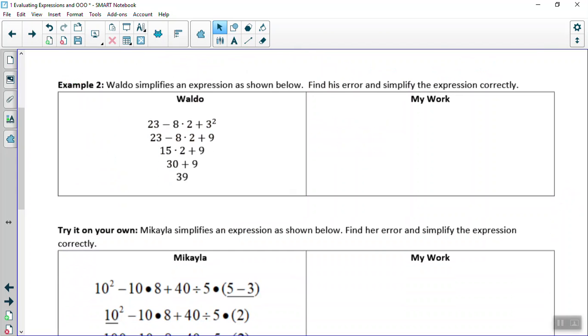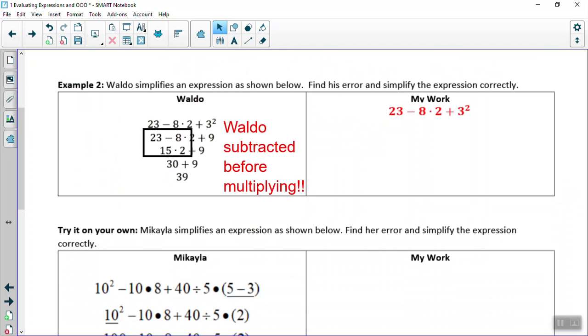It doesn't look like that's what happened though. It looks like they may have subtracted the 23 minus 8 instead of doing that 8 times 2. So we're going to say that that is where our error was made. Okay? Waldo subtracted before he multiplied. So let's come over here and let's solve the problem ourselves. So here's our original problem. And just like Waldo did, we're going to take care of the exponents first.